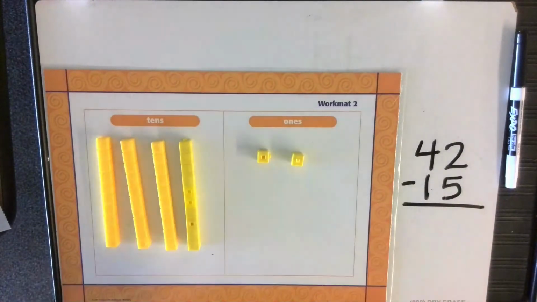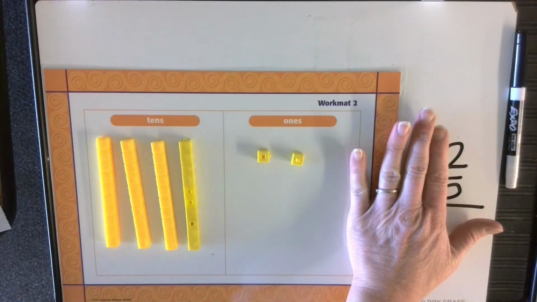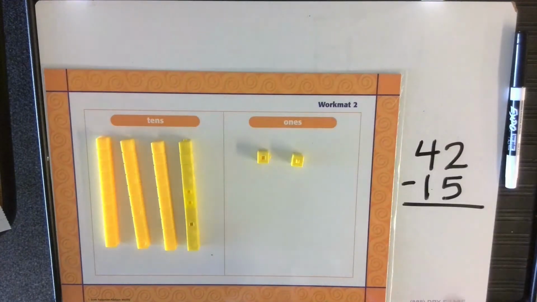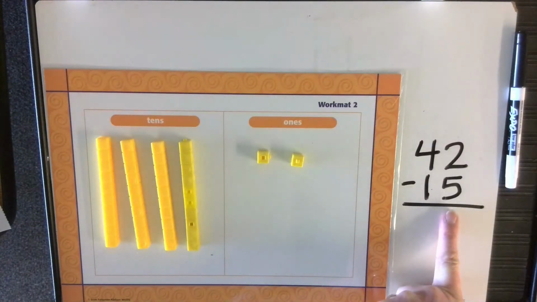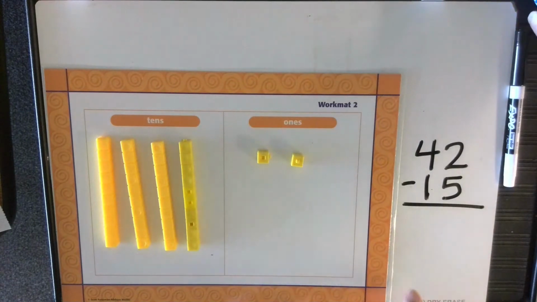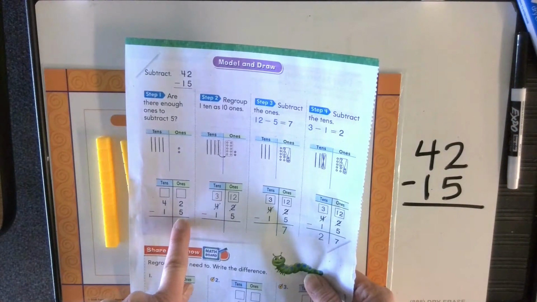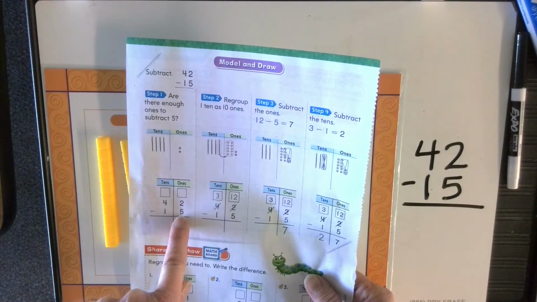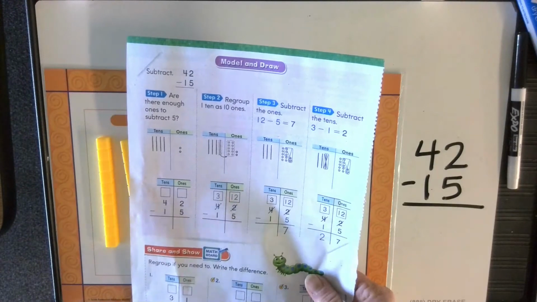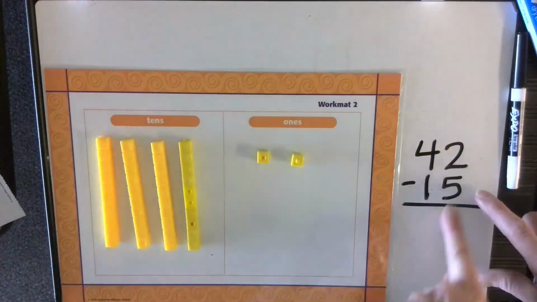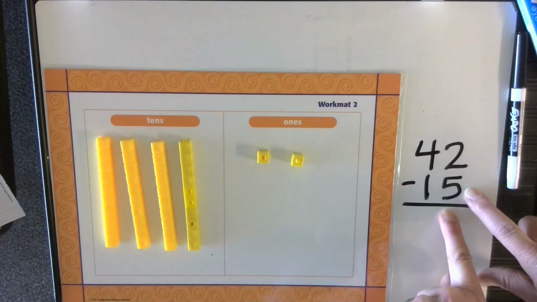So I always look at my ones column. Can I do 2 subtract 5? I can't. When I have more on the floor, I have to go next door. So that's what they're saying here. They're saying basically, is there more on the floor? In this case, there is. Yes, there is more on the floor. So I've got to go next door. My 5 is on the floor.